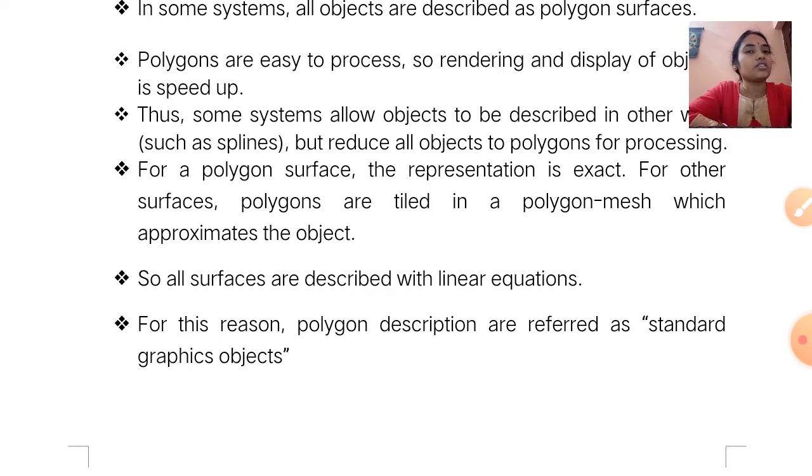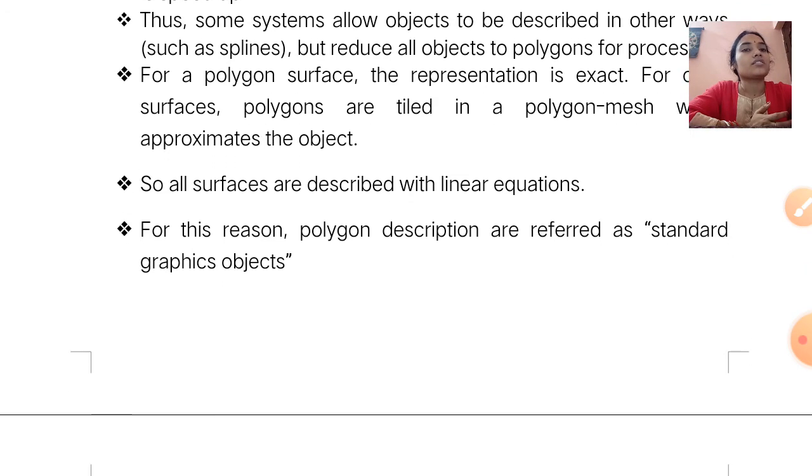For this reason, polygon descriptions are referred to as standard graphics objects. We can easily process them, and we can also render them quickly and display the object. So according to all these things, polygon descriptions are referred to as standard graphics objects.